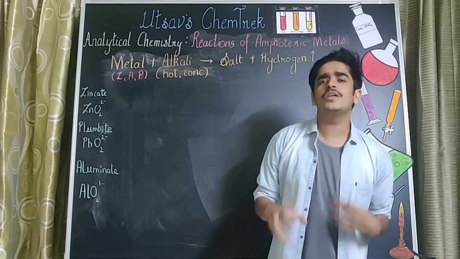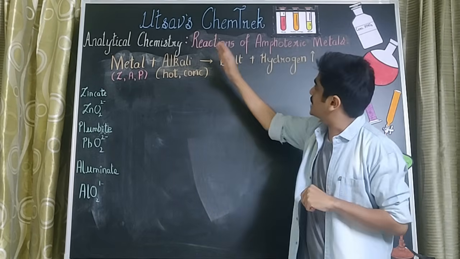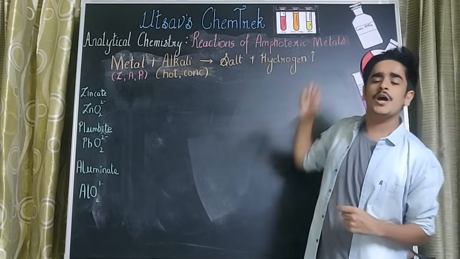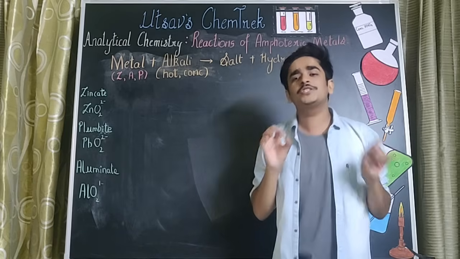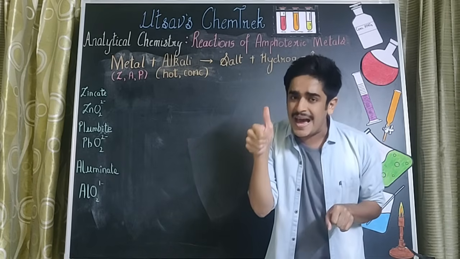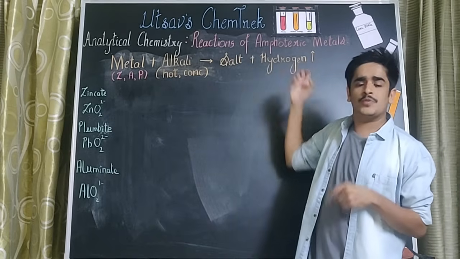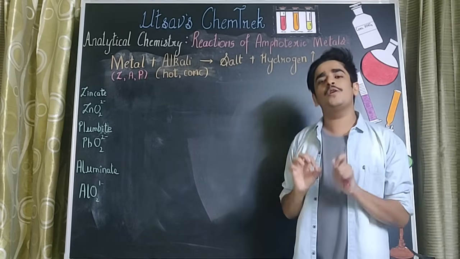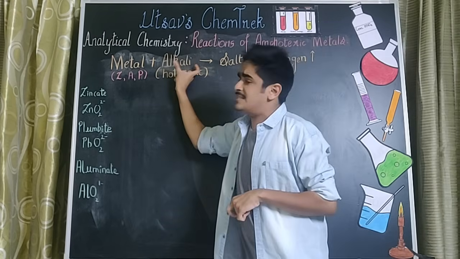So let's move on to the next part of the chapter where we are going to study something called reactions of amphoteric metals. Now what are these amphoteric metals? An amphoteric metal is a metal which is capable of reacting with an acid as well as with an alkali to give me salt and hydrogen. For this particular chapter, we are only going to see the reactions of these amphoteric metals with respect to alkalis.